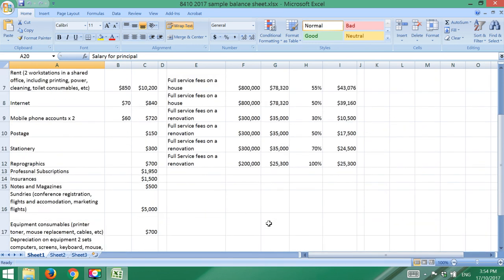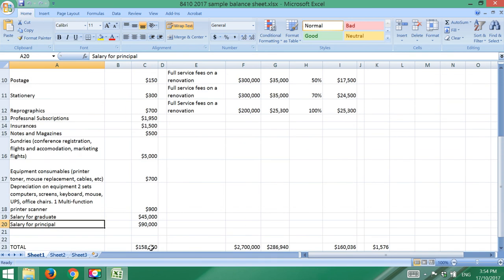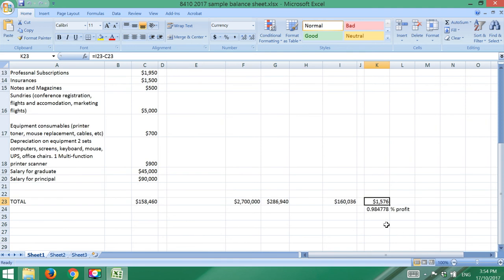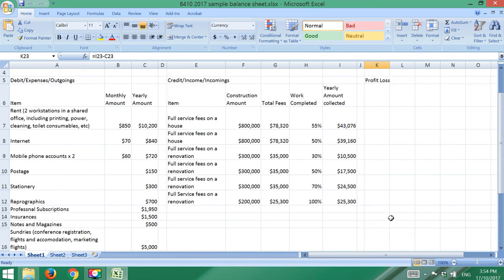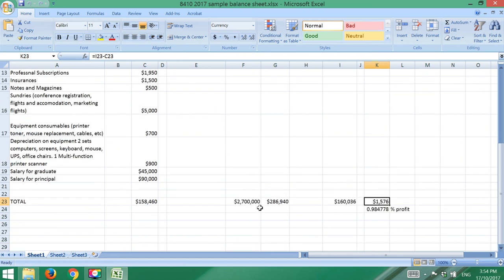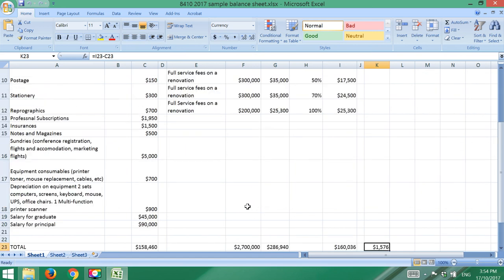So on the other side, this table has an income of 160,000 and a profit of 1,576. Okay, so in order to get that small profit, which is 0.9%, basically what I needed to do was to have these 1, 2, 3, 4, 5, 6 projects. Essentially what you can see here is the cost of construction. So I needed to turn over 2.7 million worth of construction.